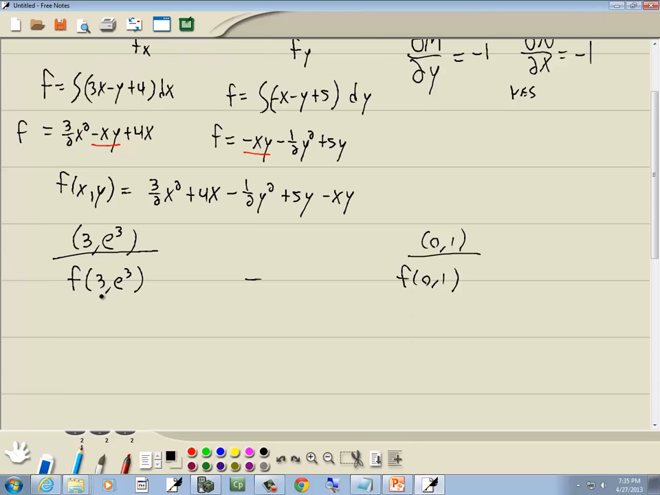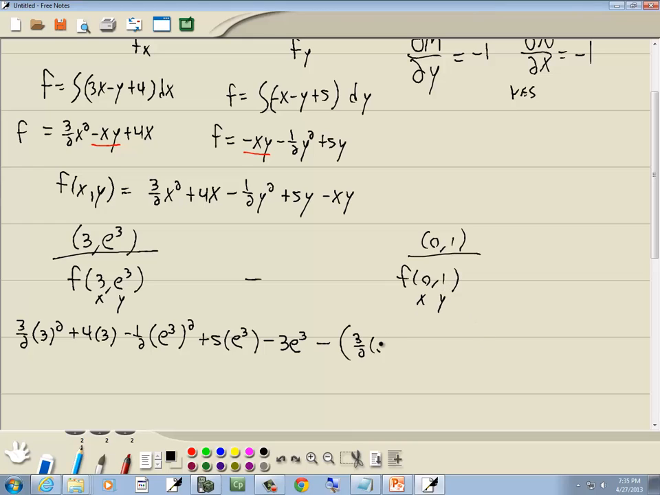This is our x, and this is our y, and this is our x, and this is our y. So we're going to have 3/2 times x squared, so 3 squared, plus 4 times x, which is 3, minus 1/2 times y, which is e to the third squared, plus 5 times y, which was e to the third, minus xy, so 3 times e to the third. Minus, now put parentheses because that affects everything that follows it. We'll put this in for x and this in for y.